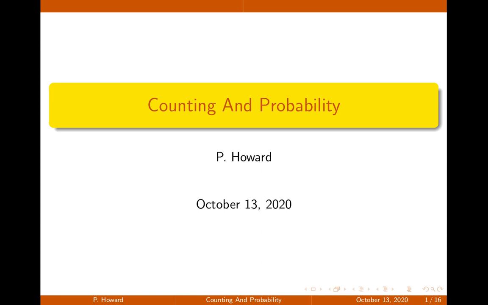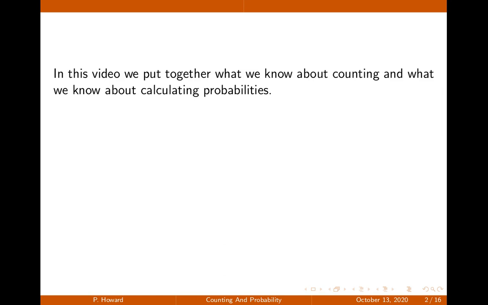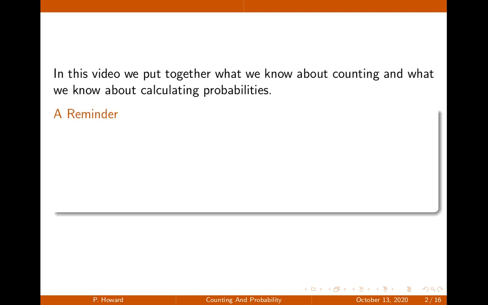This is the video on counting and probability. So in this video we're putting together what we know about counting and what we know about calculating probabilities. Actually our goal in doing all the counting that we did, the fundamental counting principle, permutations and combinations, was all aimed at being able to calculate more complicated probabilities.